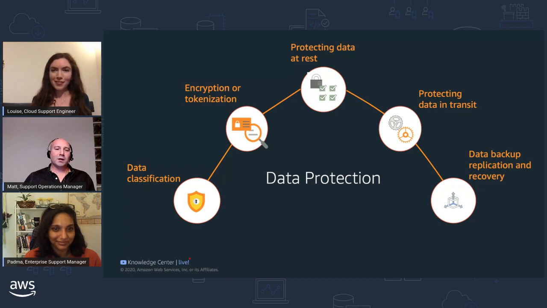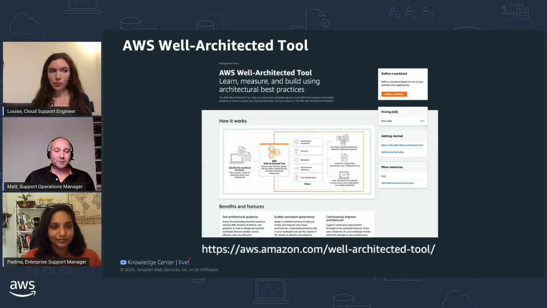One thing I would recommend is we do actually have a free tool, which is the Well-Architected Tool. This is a tool which helps you review the state of your workloads and compares them to the latest AWS architectural best practices. This tool gives you free architectural guidance. It reviews your workloads consistently, and it identifies and implements any improvements for you.